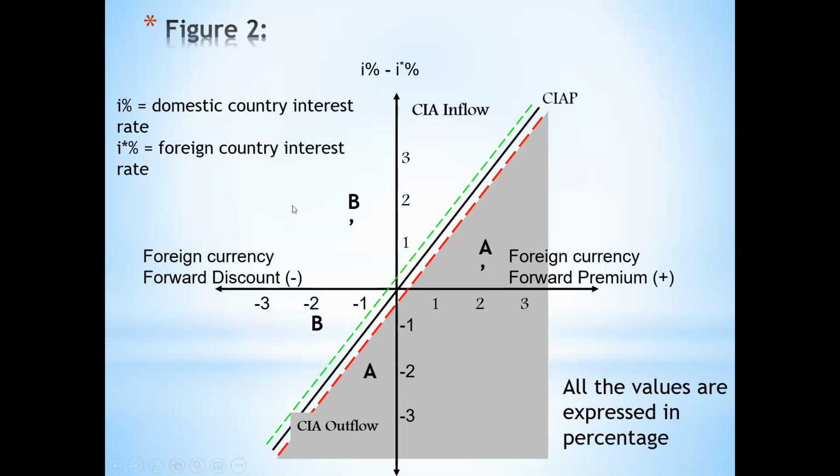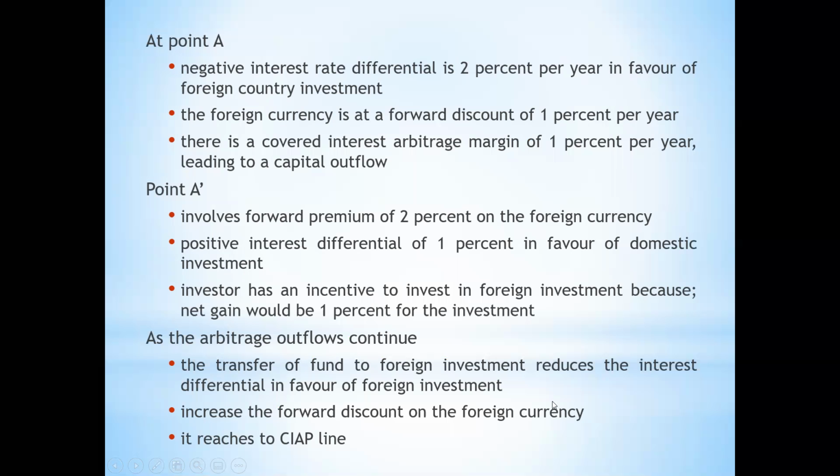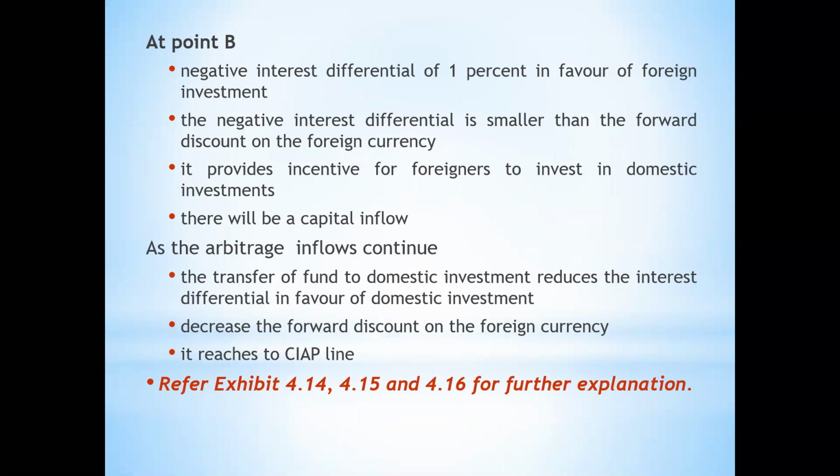Right? So all the points are happening. So you can refer to the note here. At the point B, you can see the transfer of funds to domestic investment reduces the interest difference in favor of domestic investment and decreases the forward discount on the foreign currency, and it reaches the CIAP line. Right? So in your recommended textbook, please refer to Exhibit 4.14, 4.15 and 4.16 for more explanation.